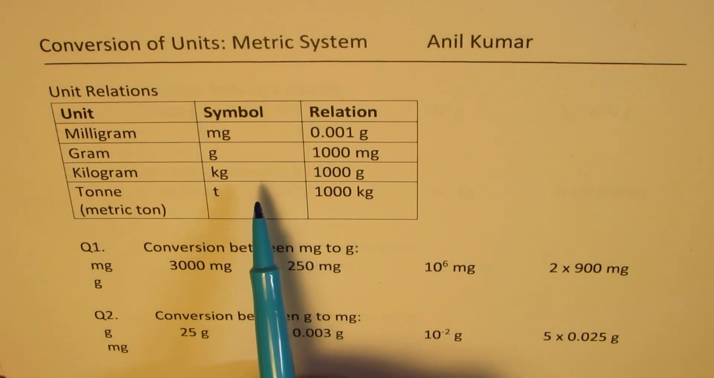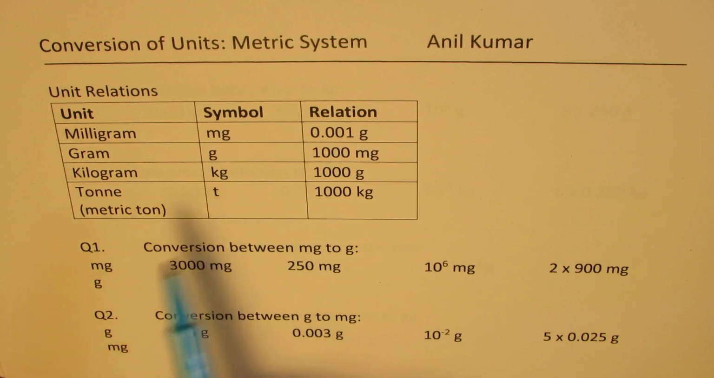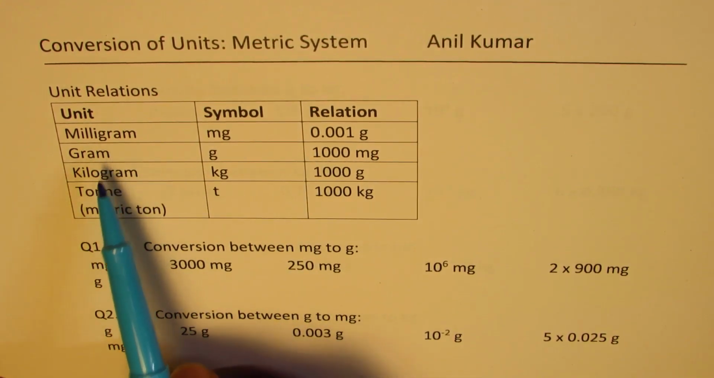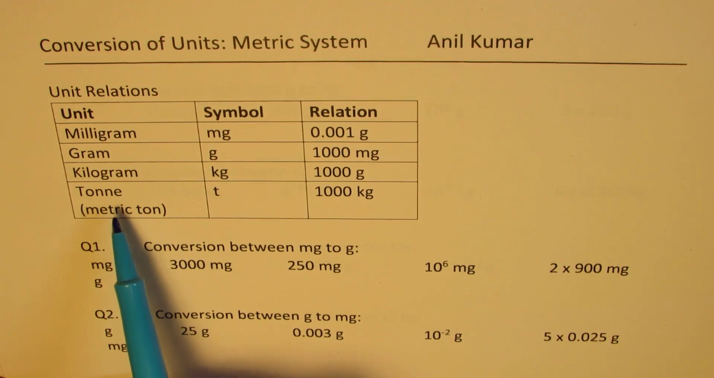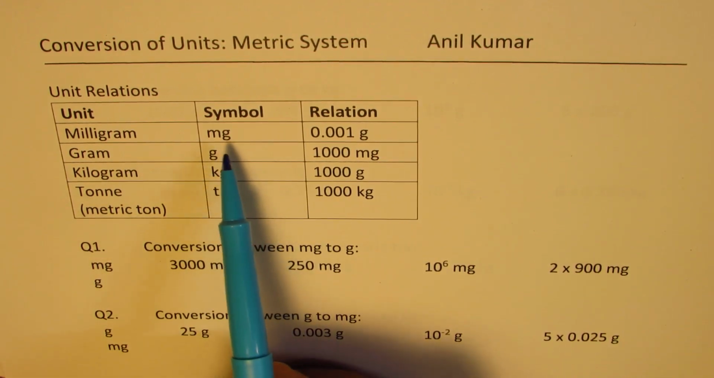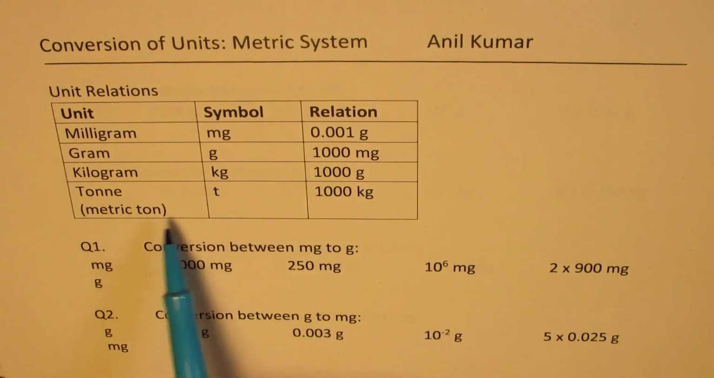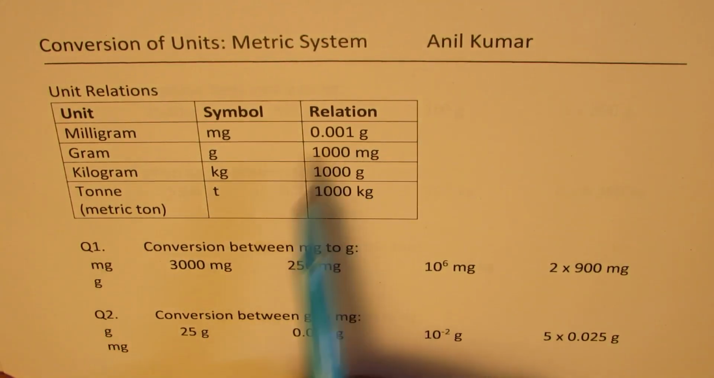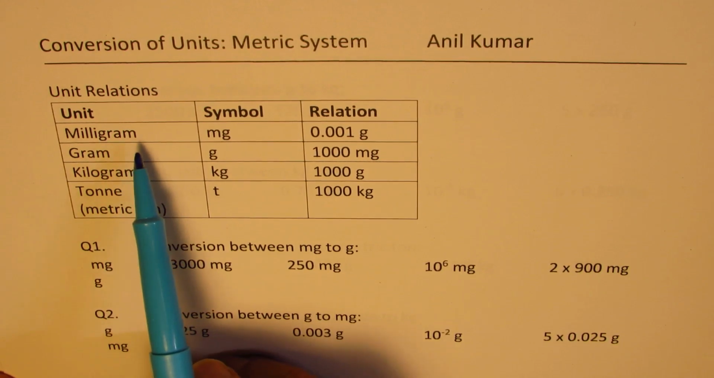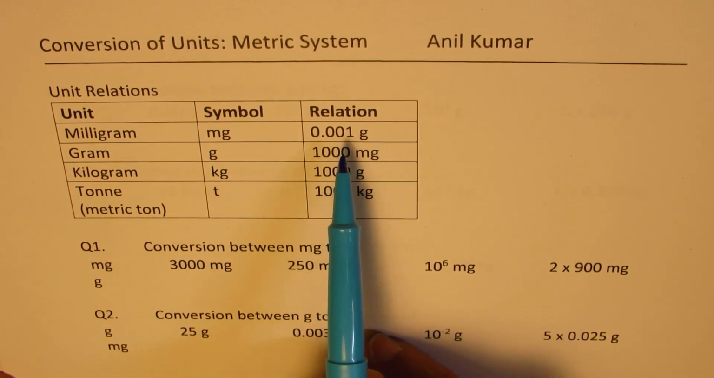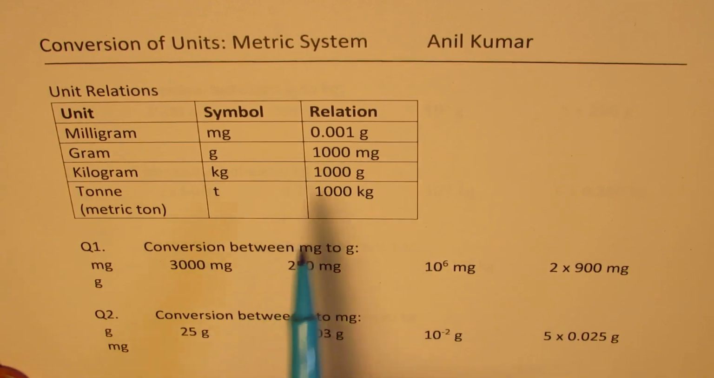In the table, we have given you the relation between the different units: milligrams, grams, kilograms, and tons. Their symbols are mg, lowercase g for grams, kg for kilograms, and t for tons. And the relation is that 1 milligram is 0.001 gram. That means 1,000th of a gram.